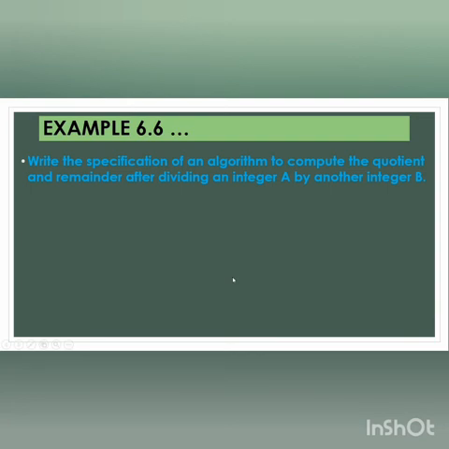Let's see an example. Write the specification of an algorithm to compute the quotient and remainder after dividing an integer a by another integer b. For example, divide 22 by 5. If we divide 22 by 5, what will be the answer? 5 fours are 20, so 4 is the quotient and 2 is the remainder. In the same way, if we divide 15 by 3, what will be the answer? 3 fives are 15, so 5 is the quotient and we have no remainder. So 0 is the remainder.